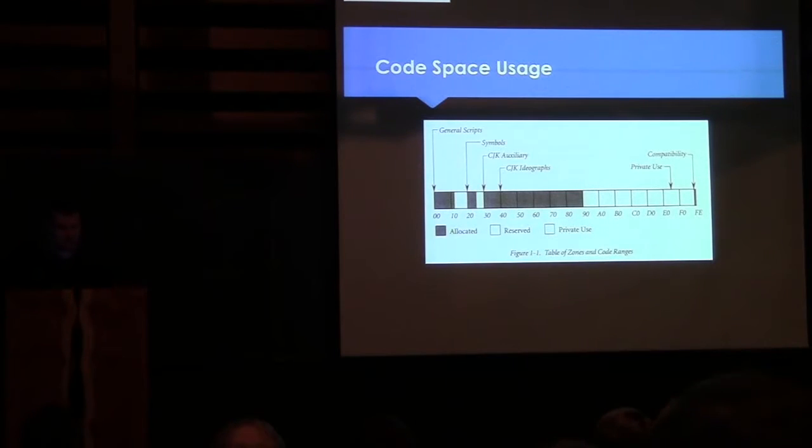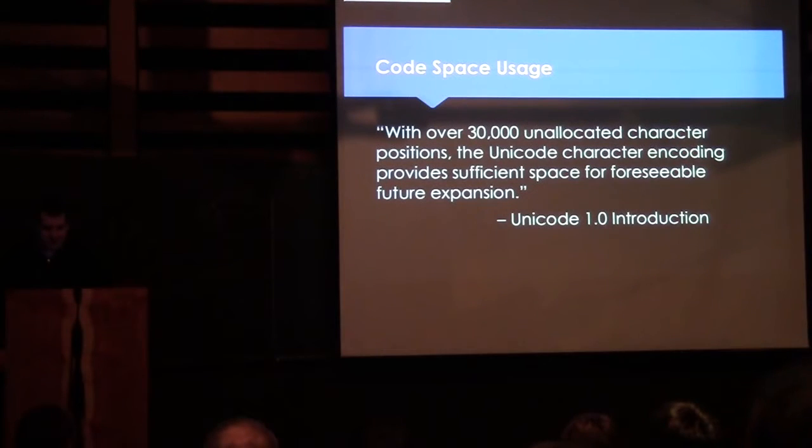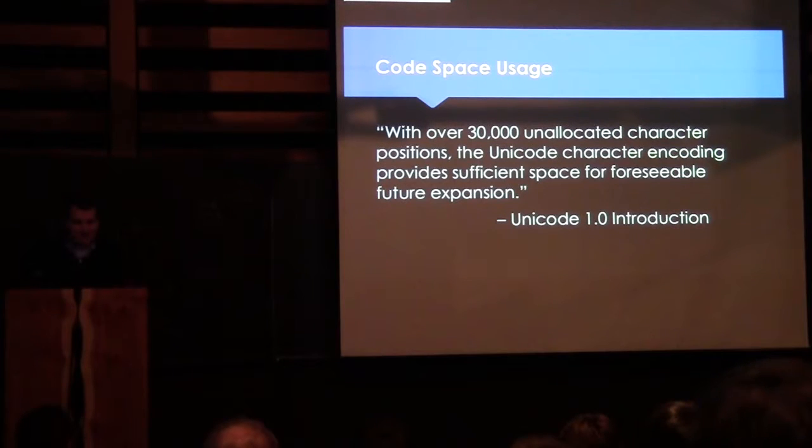So in Unicode 1, this was the usage of the code space. You can see this is a representation of the 65,000 some odd values. At the beginning we have the general scripts, which are most of the characters needed for European language scripts. We have some symbols. There's a huge block for the Chinese, Japanese, and Korean ideographs. But then there's this big block of unused characters, so this should be plenty of room. And in fact, the Unicode 1.0 specification says, with over 30,000 unallocated character positions, the Unicode character encoding provides sufficient space for the foreseeable future expansion.